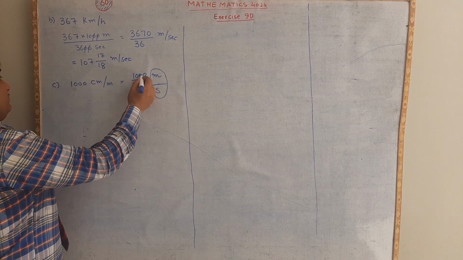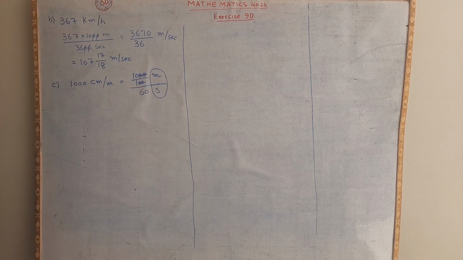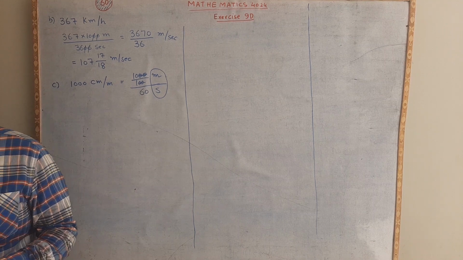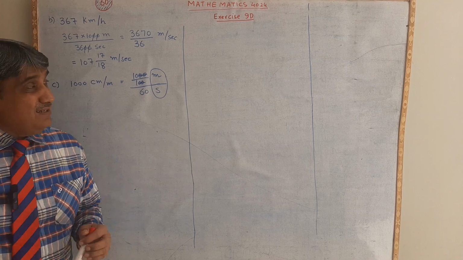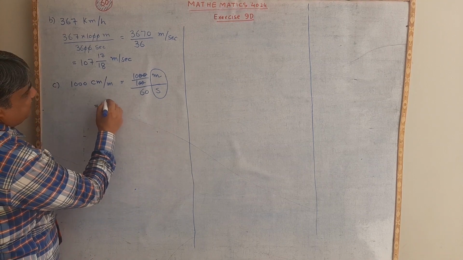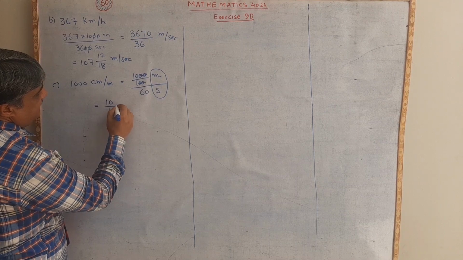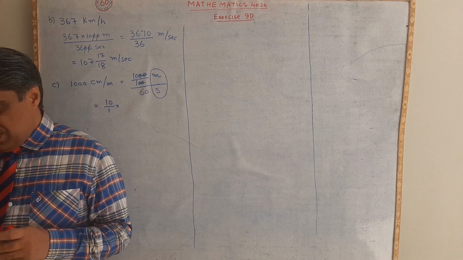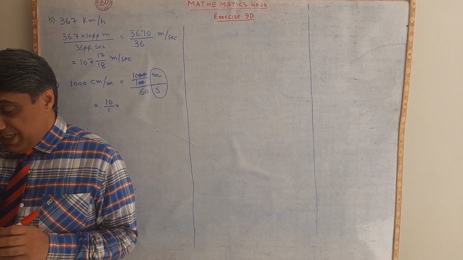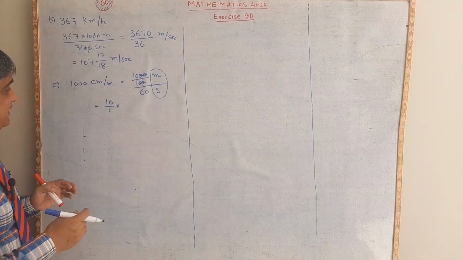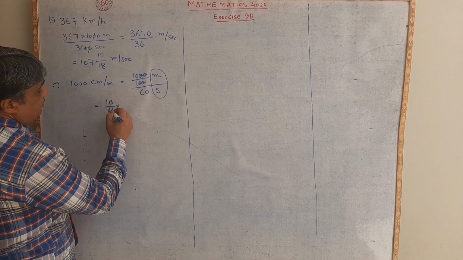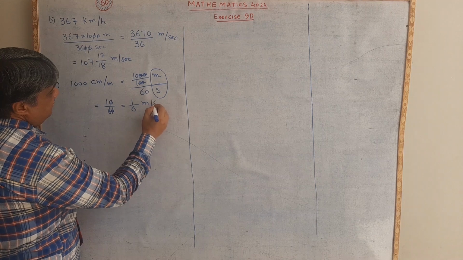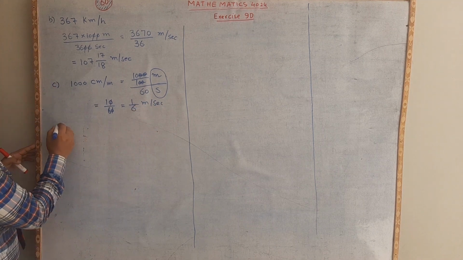Now these two will be cancelled with this two, and 10 multiplied by, let me do it. 10 divided by 1 multiplied by 1 over 60. So it means that 10 divided by 60. So it means that 1 over 6 meter per second is the answer.